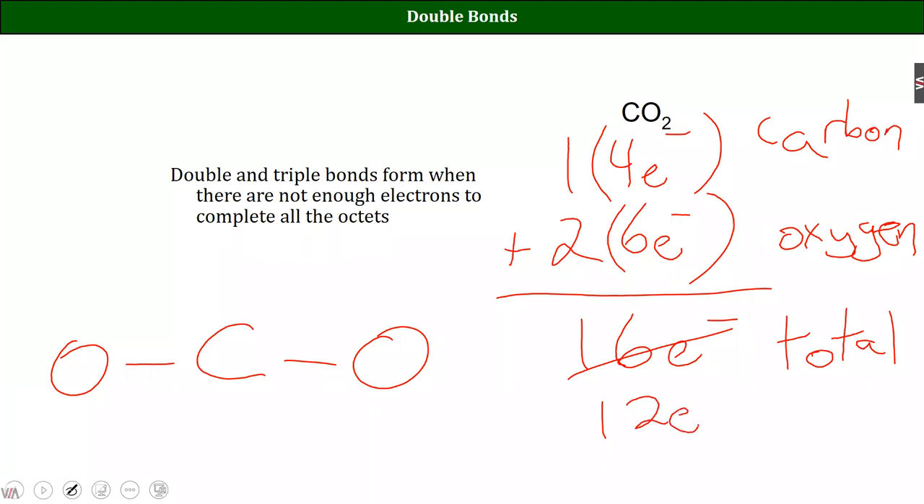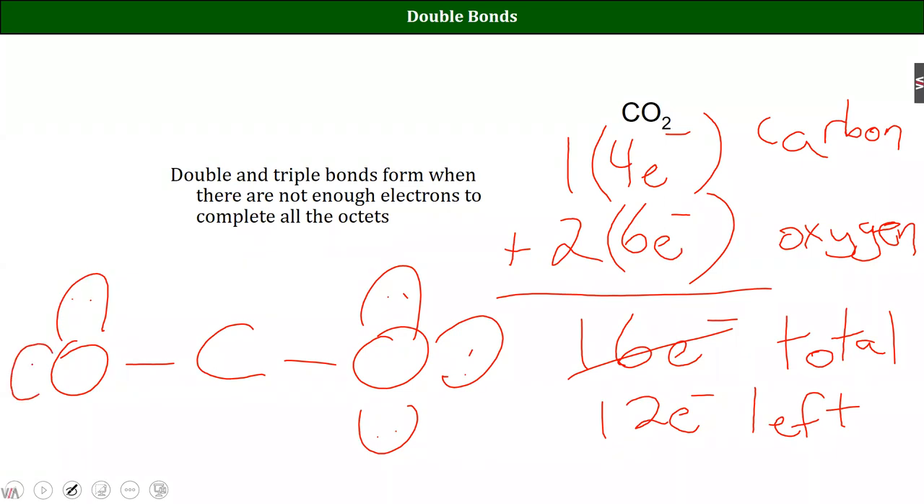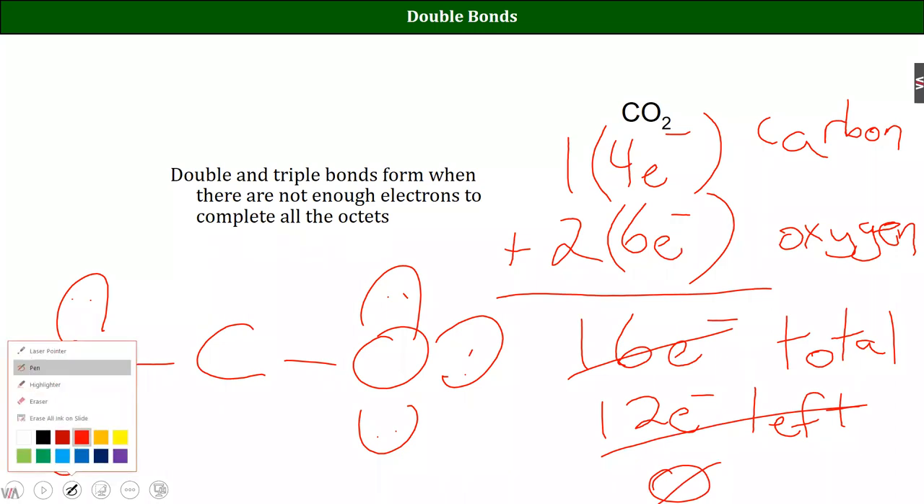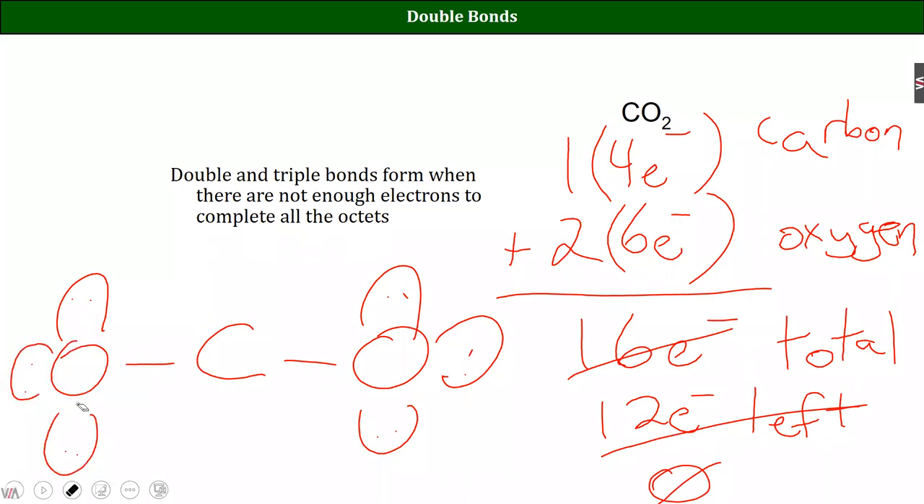So now we have 12 electrons left. And where should we start assigning those 12? The outer ring, work our way in, right? Oxygen's the bigger bully, so it gets first dibs. We're down to no electrons left, but the carbon still needs 2 more pairs, right? So once we've assigned all of our electrons, we don't have anything to work with. And this is the number one thing that people struggle with.